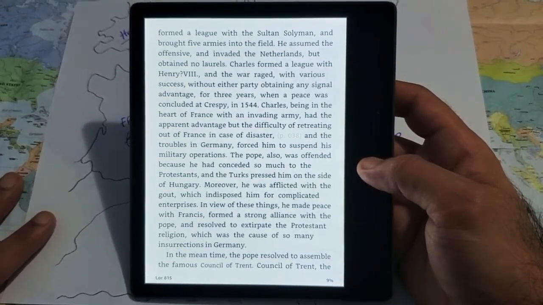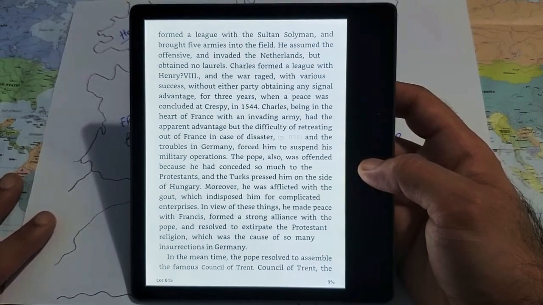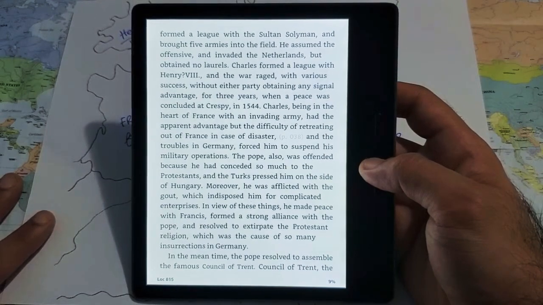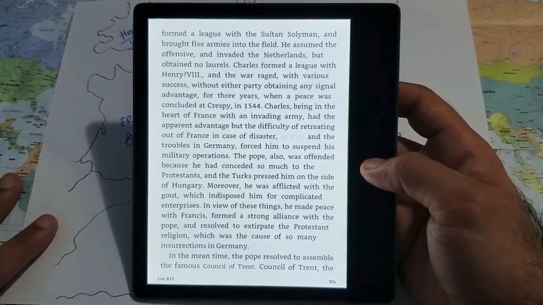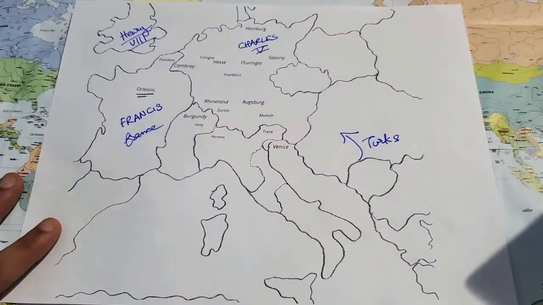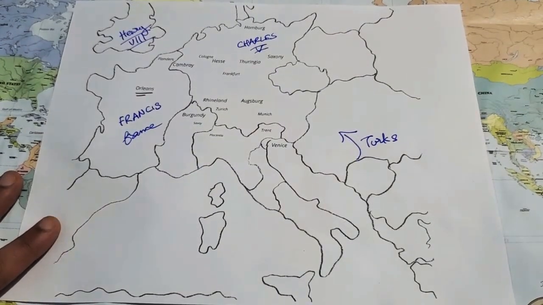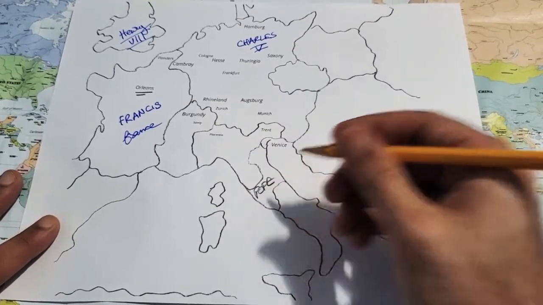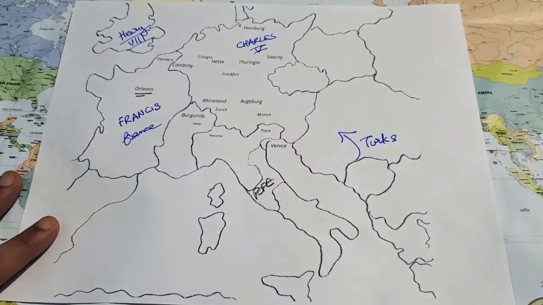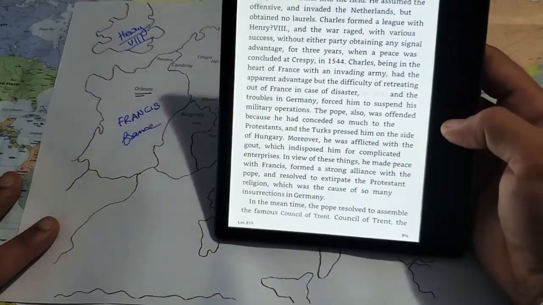Charles, being in the heart of France with an invading army, had the apparent advantage, but the difficulty of retreating out of France in case of disaster, and the troubles in Germany forced him to suspend his military operations. The Pope also was offended because he had conceded so much to the Protestants, and the Turks pressed him on the side of Hungary. So no one is happy with Charles. We may as well even add the Pope, because he has his own problems. Why aren't you putting down the heresy? Why are you letting the Protestants remain your princes?